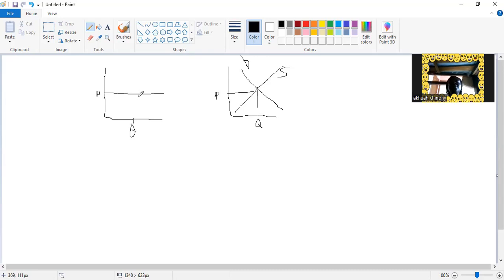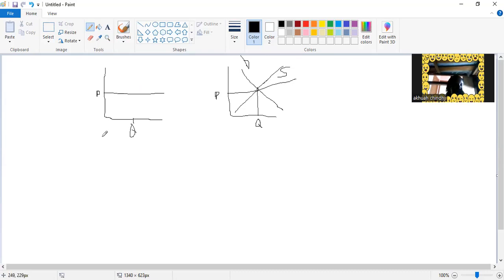Since you can't increase the price above what is in the market, the price in the market will become your demand curve. That means you can only increase the quantities if you want to maximize your profit, but you can't increase the price. So this price is derived from the market. This is the market, and this graph is only for the firm.